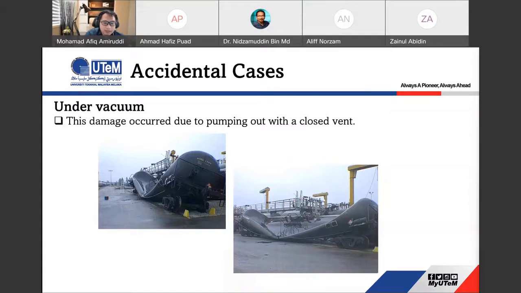Another accident happened because of under vacuum. This damage occurred due to pumping out with a closed vent. If the vessel is not designed for vacuum, it will likely be damaged if placed under vacuum. Low pressure storage tanks and rail cars are particularly susceptible to damage. Not only is the equipment damaged, but the content may also be released. If the content is not dangerous to the people outside the vessel, it's okay. But if the content is very dangerous, such as ammonia and so on, it may cause a disaster, such as Bhopal in India.